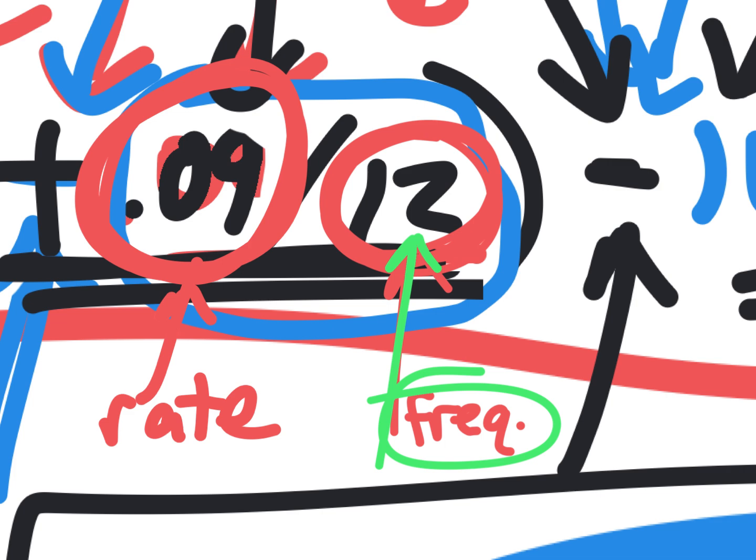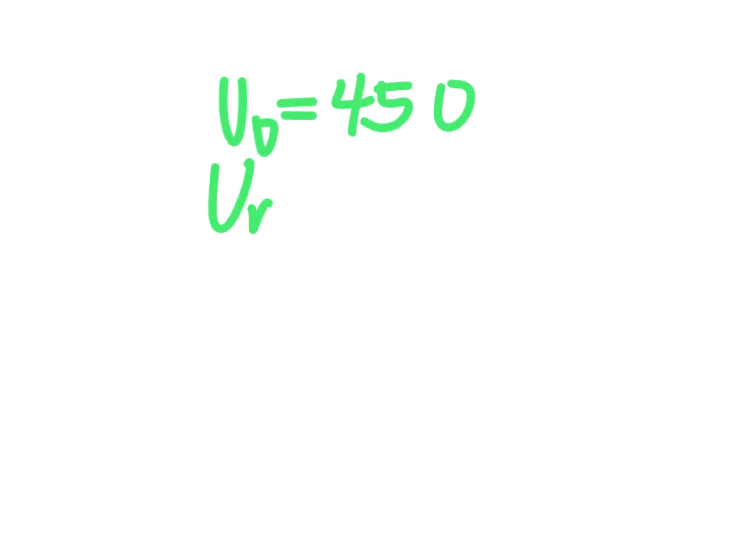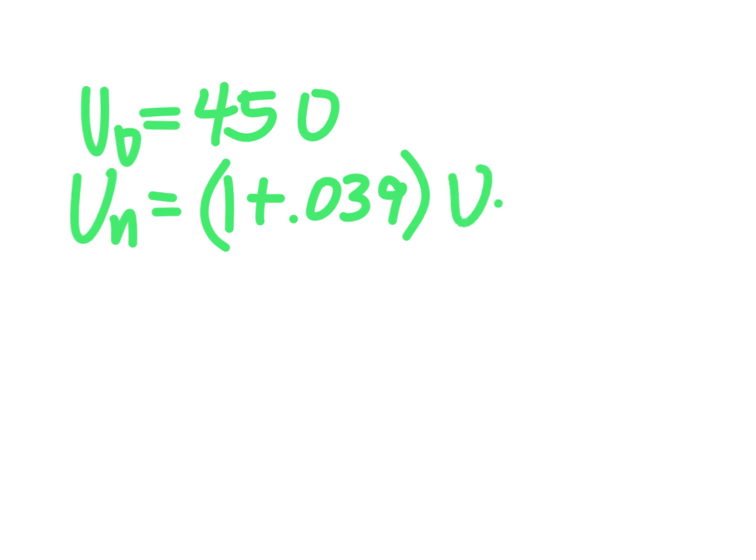Consider the sequence represented by the recursive formula below. U0 equals 450. Keep going. Un equals 1 plus 0.039, Un minus 1, plus 50, where n is greater than or equal to 1, and measured in years. Wait a minute, 0.039? Yeah. I can have a 0 in front of that, but I don't like those, but okay, good.